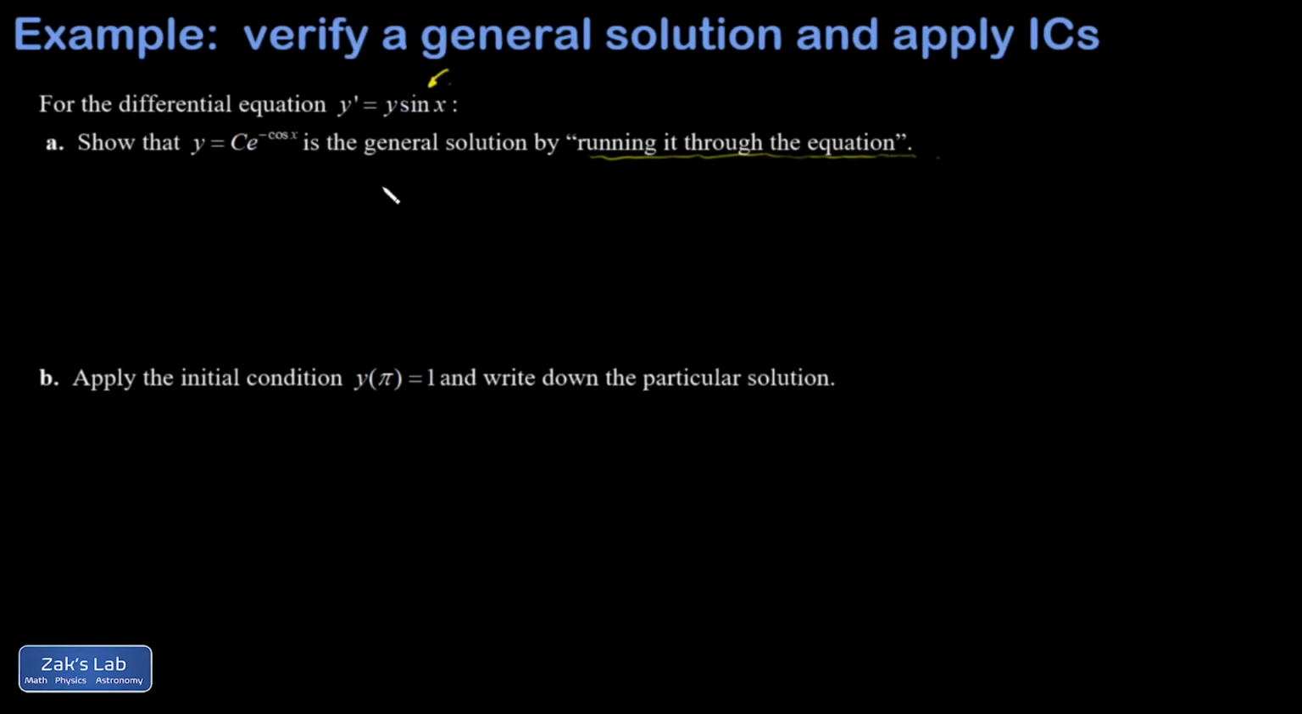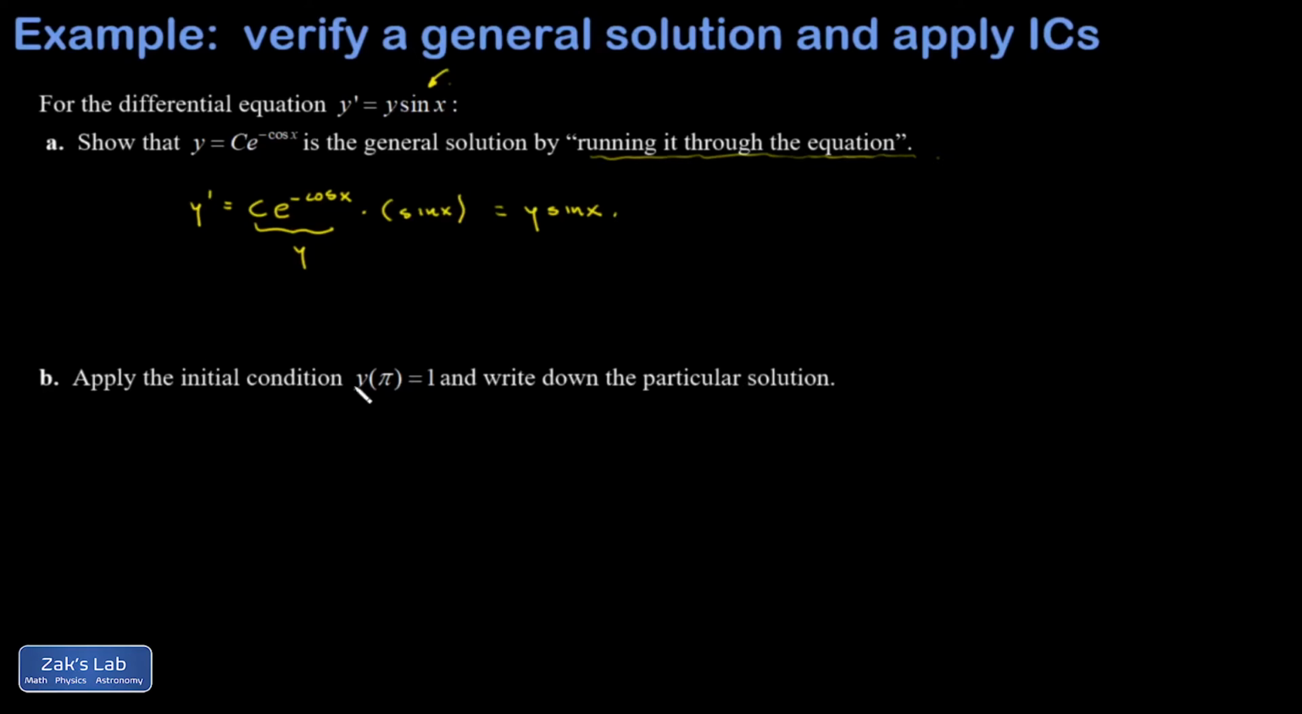This is how you verify general solutions. You just show me that it satisfies the differential equation. So that's going to involve first just differentiating it. So find y prime. And when I differentiate with respect to x, I get e to the negative cosine x, just another copy of that function, but the chain rule says now I have to multiply by the derivative of negative cosine x, which is positive sine x. And then I realize, aha, c e to the negative cosine x is just y, so I'm done. I just showed that y prime is equal to y sine x.